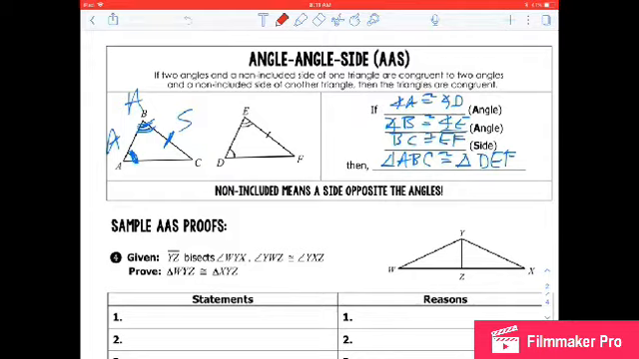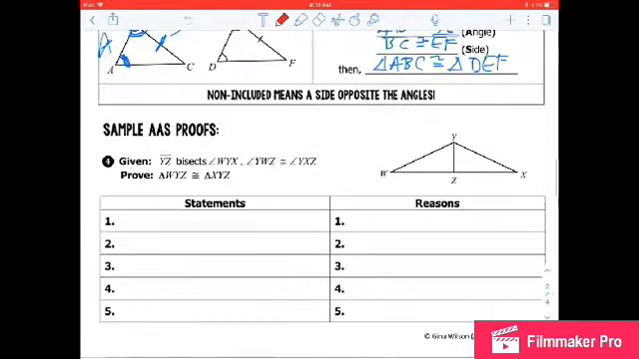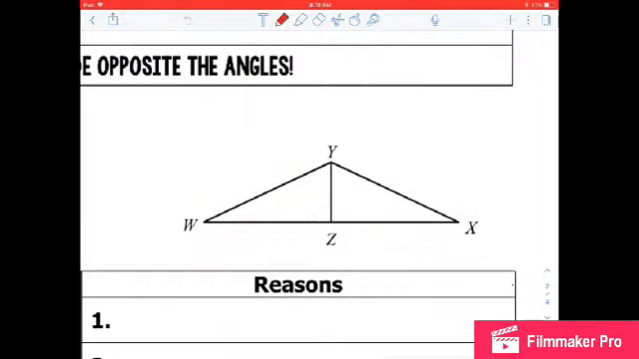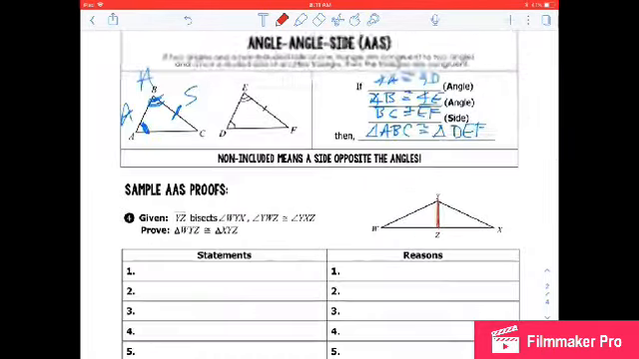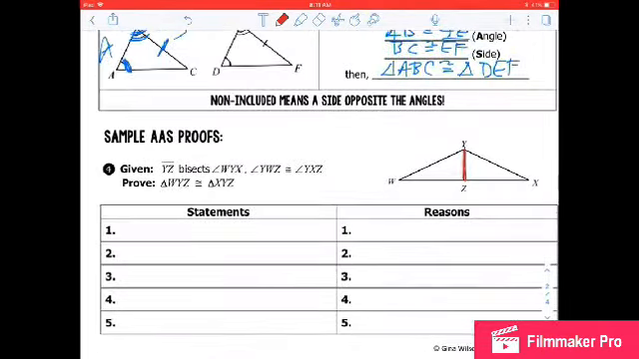So let's look at an angle, angle, side proof. Again, looking at this picture, I know right away the side is most likely going to be YZ congruent to itself. Okay, so I'll just keep that in mind before I go. But now look at what our given tells us. I'm going to write down the given first. So YZ bisects angle WYX. Okay, so let's go ahead and use that.